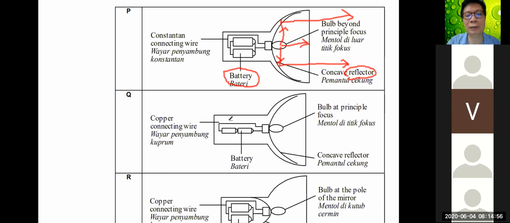And what about the wire? Use copper wire or use constantan wire? Which one? Peng Yao Ping, which one? Connect the battery, use what wire better? Copper. Yes, copper wire, because copper wire has lower resistance. The constantan wire resistance is very high. Okay, not a good choice.